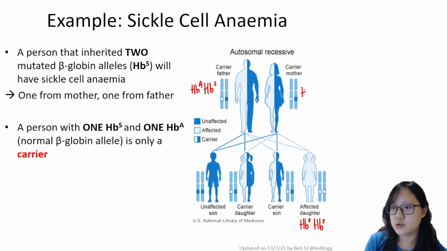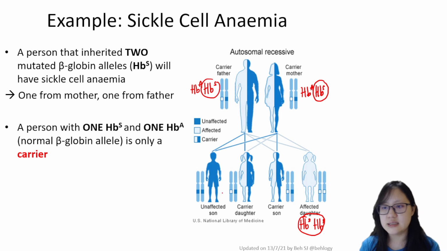The mom is also HBA, HBS. So 1 normal allele, 1 mutant allele. The daughter inherits this allele and this allele to get 2 mutant alleles and form the disease.